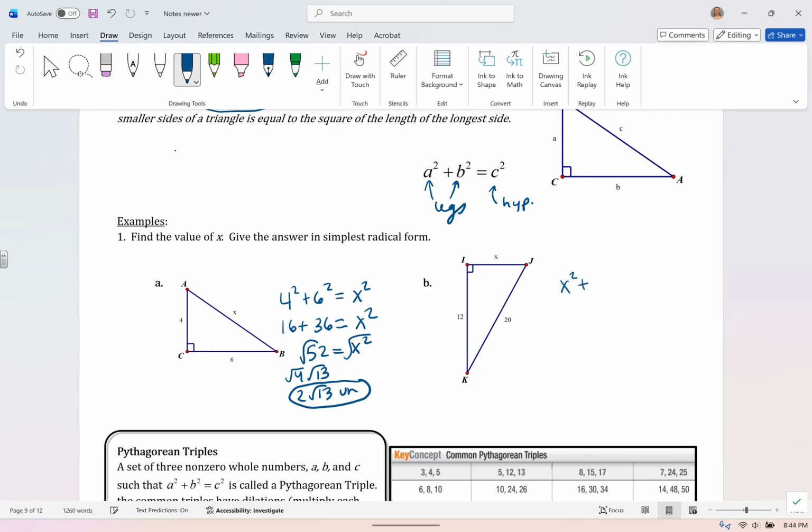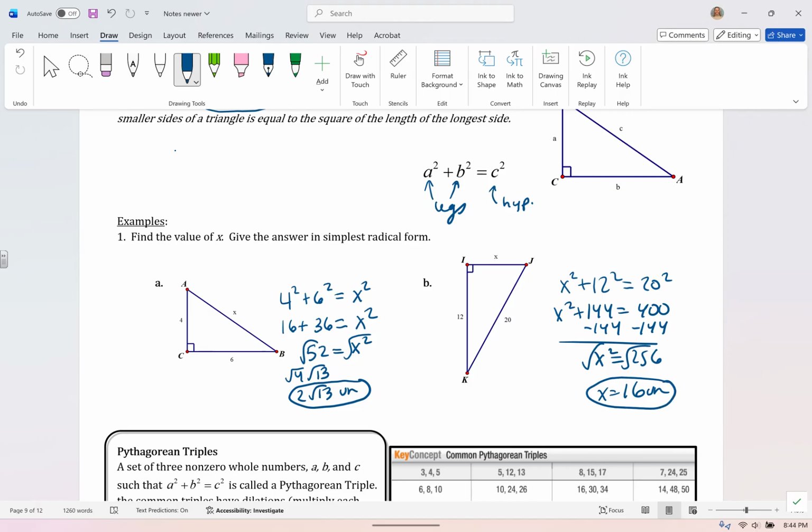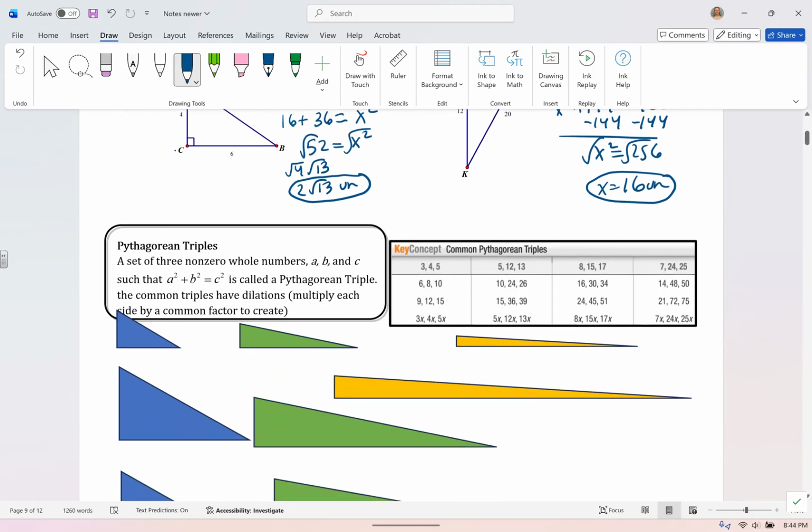We should do x squared plus 12 squared equals 20 squared. So x squared plus 144 equals 400. Subtract 144 from both sides. The square root of both sides is going to give you x is equal to 16, and that's units. And since all three sides are integers, okay, whole numbers, we are going to be saying this is something special. It actually is a Pythagorean triple, where all three sides are integers or whole numbers.